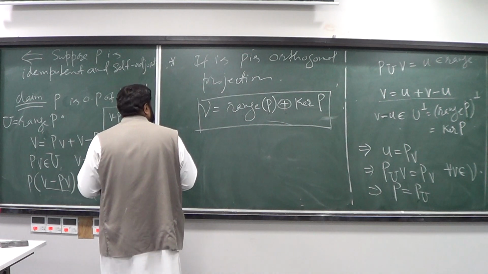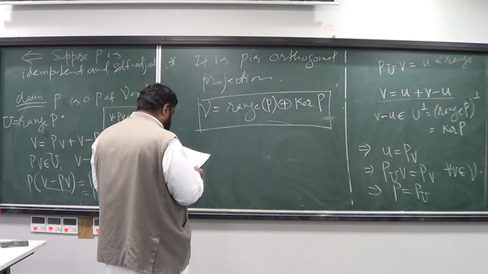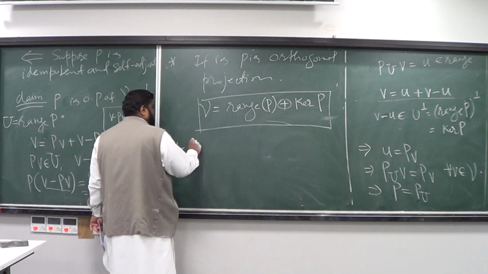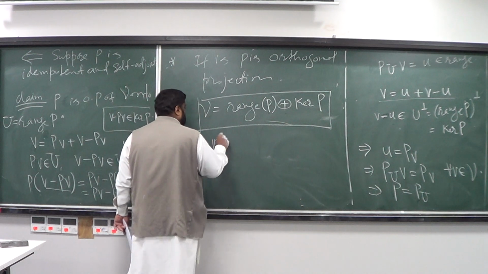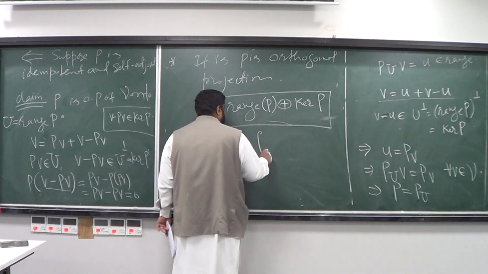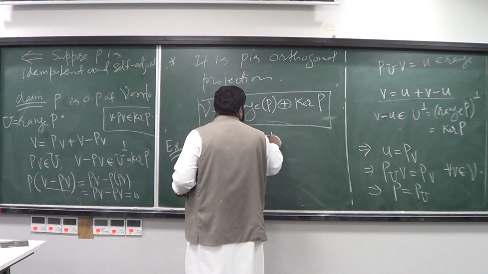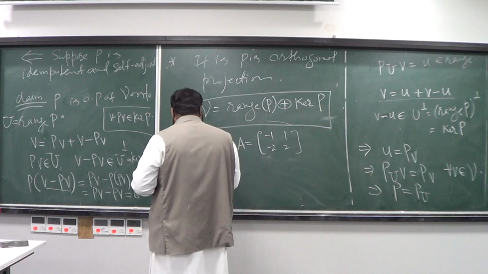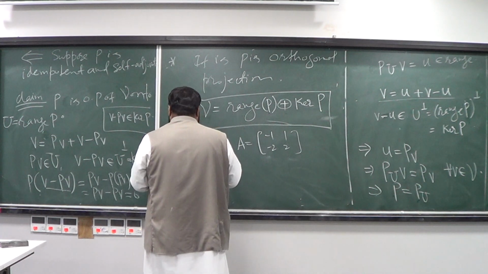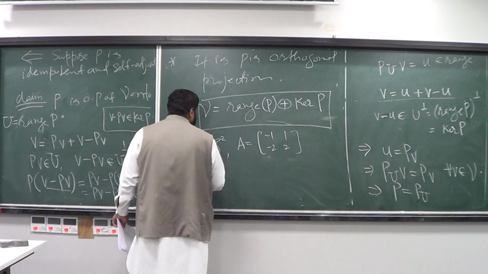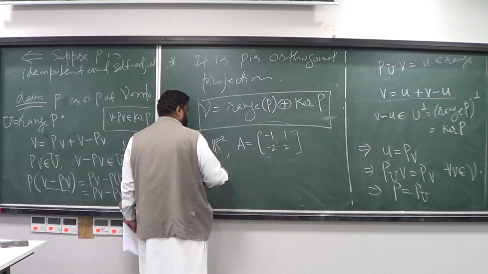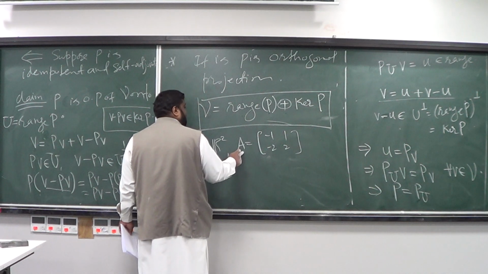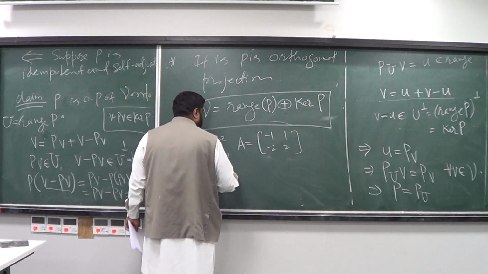Now let's take, for example, a matrix, and let's create an orthogonal projection, and see whether it is an orthogonal projection or not. So here's an example. Let's take V to be R2 and consider a matrix A. Okay? So it's [-1, 1; -2, 2] actually. So the projection operator now is going to be the operator that is induced by this matrix. So let's call it PA.